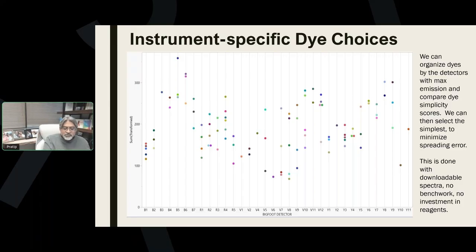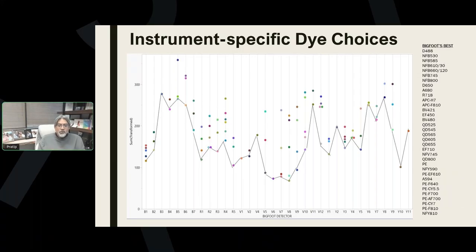And again, this is with downloadable spectra. There's no investment of reagents that's required for this. And so using this method, I can actually name out what the best dyes are on the Thermo Fisher Bigfoot, and there's a list of them here.